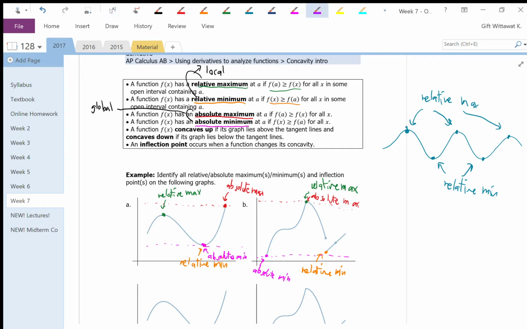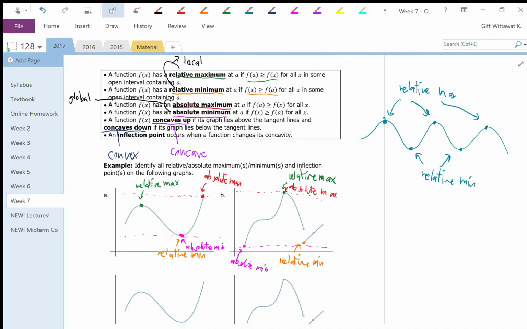Next one up is when the graph is concave up and concave down. A graph is concave up. Sometimes, if you read some textbooks, they will just call this one concave. And sometimes they will call a concave down function simply convex. So a graph is concave up if the graph lies above the tangent line.